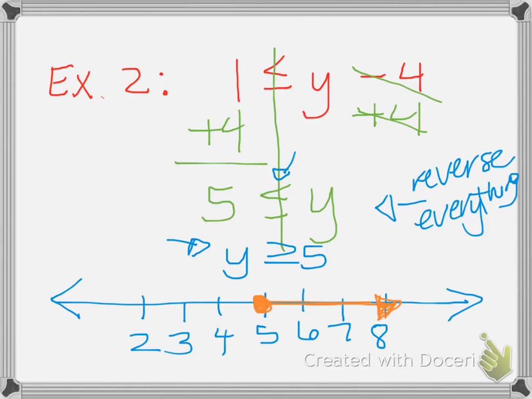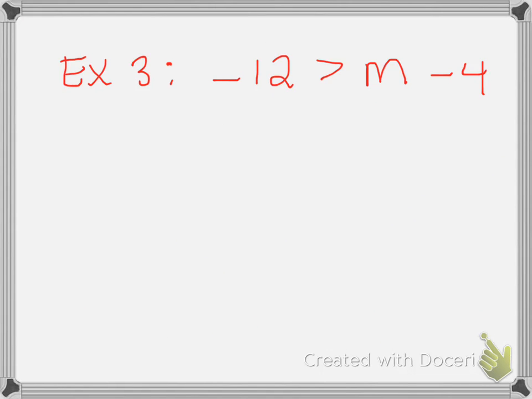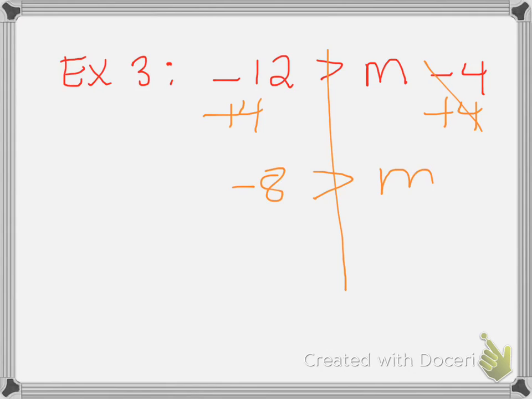All right, let's look at the next example. I did another one just to make sure we've got the hang of it. So first thing we do is draw the line. I'm going to write +4 on both sides to get rid of my 4. And negative 12 plus 4 is negative 8. I'm going to bring down my inequality symbol the way that it is, like that.